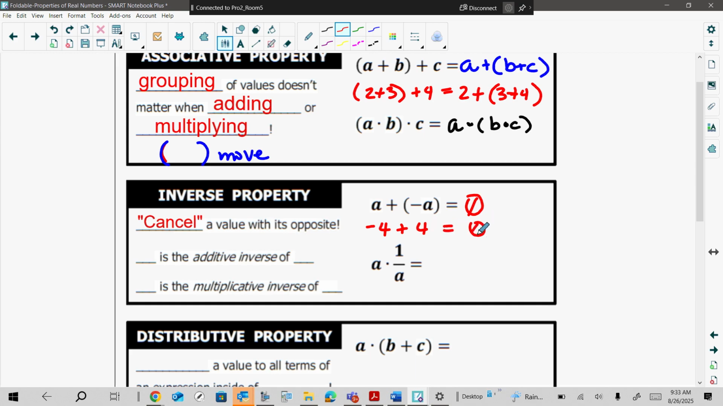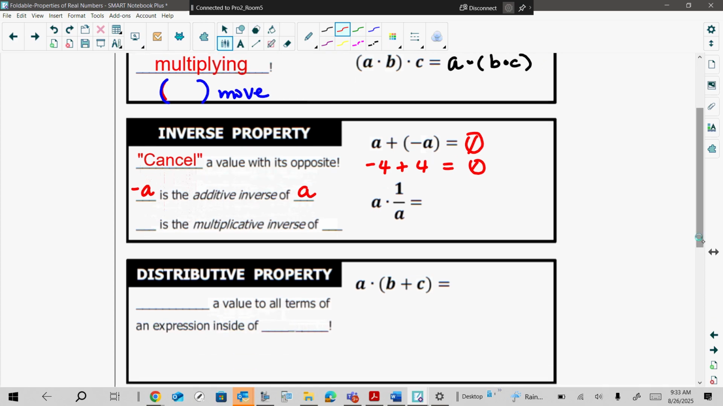So when we're adding, we want it to become a sum of 0. So our negative a is the additive inverse of a positive a. This is when we're just doing the opposites to cancel. For adding, you have to make them opposite terms. Now, for multiplying, this is showing a times 1 over a. What happens is the a's would cancel and you would be left with just 1.